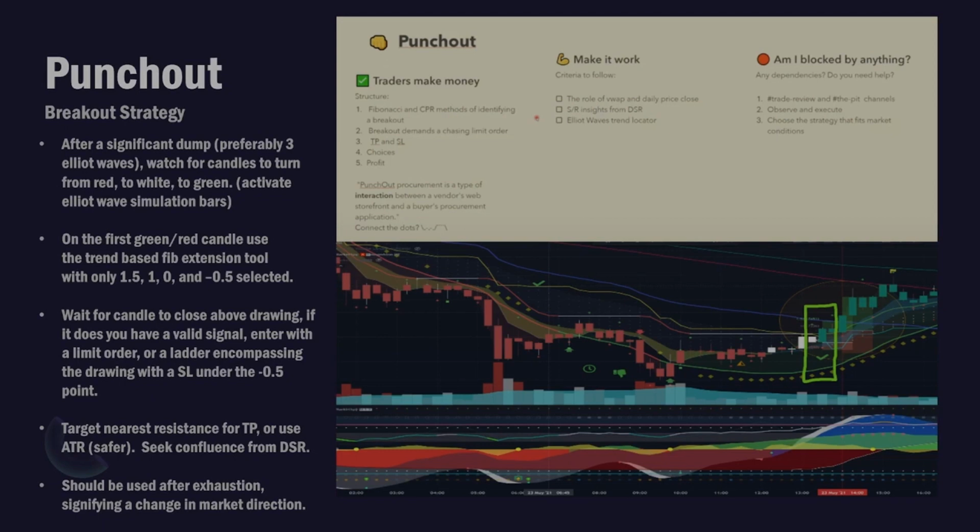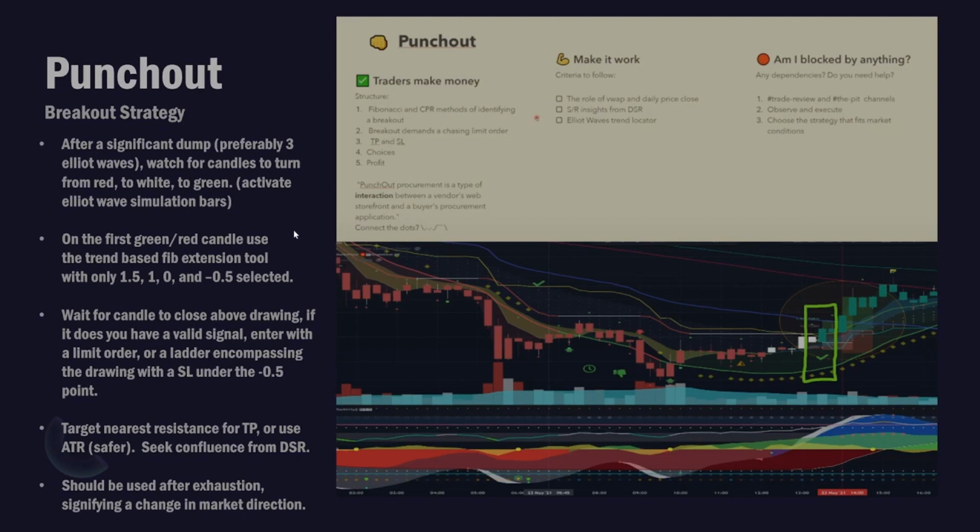the position. Whether you enter with a ladder encompassing the trend-based fib extension tool, or on a limit order, is a matter of personal preference. Myself, I'm a fan of ladders. I like to get something out of it, but at the same time get the best price that I can, and I like the ladder for that.